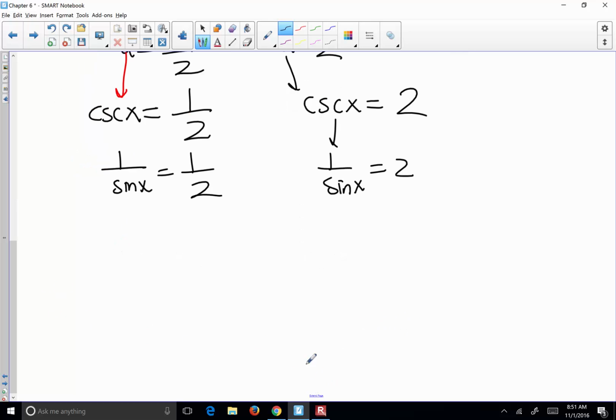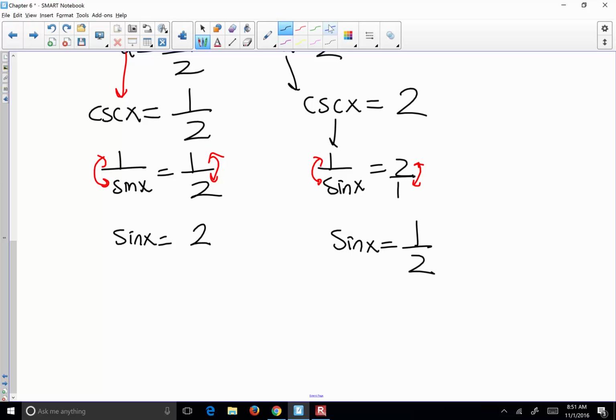Alright, I need sine on the top, so I will flip both sides. Flip. Wait, this doesn't have anything to flip under it, right? No, there is. It's 2 over 1, so you can still flip both sides. Flip both sides. Sine x is 2. Sine x is 1 over 2. Now, you need to make a comment right now.